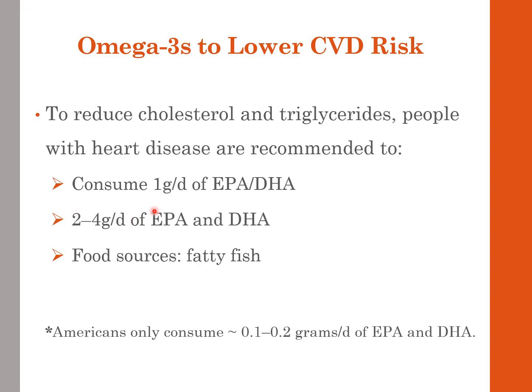But so this is the recommendations that we see within our guidelines, but other entities will recommend even higher sources, especially if you've already been diagnosed with cardiovascular disease or high triglycerides. If you want to consume these from natural foods, some of the greatest sources are going to be fatty fish. See, on average, we're only consuming 0.1 or 0.2 of EPAs and DHAs, yet the recommendations are much, much higher when it comes to trying to lower your risk for heart disease.